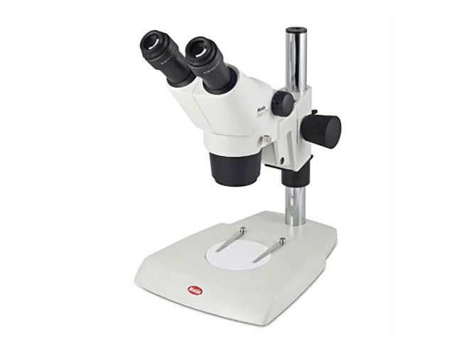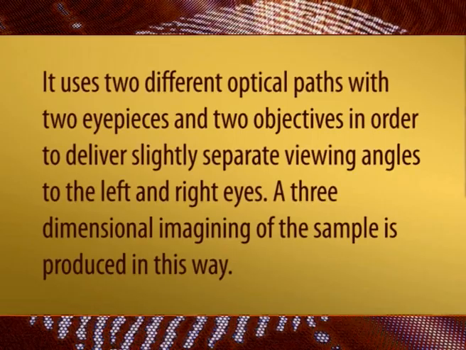The stereo or dissecting microscope is an optical microscope variant designed for low magnification observation or simple use, using incident light illumination rather than trans-illumination. It uses two different optical paths with two eyepieces and two objectives in order to deliver slightly separate viewing angles to the left and right eyes. A three-dimensional imaging of the sample is produced in this way.